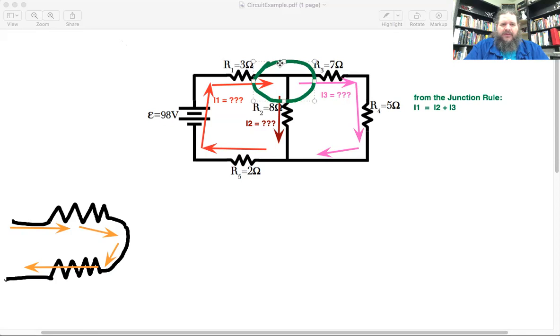And if we try using the other junction, we just end up with the same equation. Current in is I2 plus I3, current out is I1, so we still get I1 equals I2 plus I3. And it's a good idea to check every junction in the circuit with the junction rule, but often they'll lead to the same equation anyway. In a more complicated circuit, you might get several equations from the junction rule. In this case, we just get two copies of the same equation. So we still need more information here. Any questions on the setup so far?